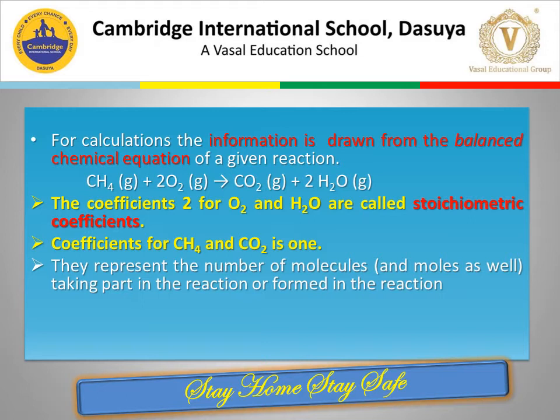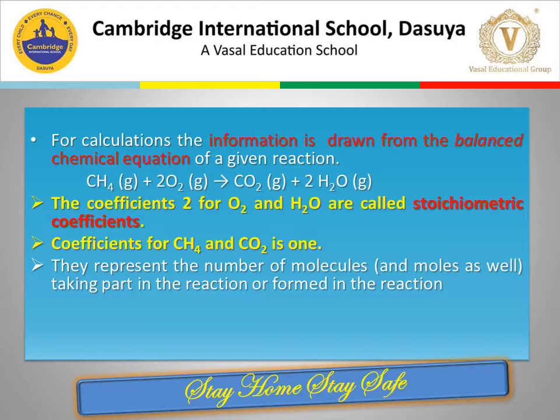Now, what do these stoichiometric coefficients indicate? We already know this. They not only represent the molecules, they also represent the number of moles taking part in the reaction. Now, how to interpret this? When 1 mole of methane burns in 2 moles of oxygen, we get 1 mole of carbon dioxide and 2 moles of water vapor. This is what we interpret from the balanced equation.